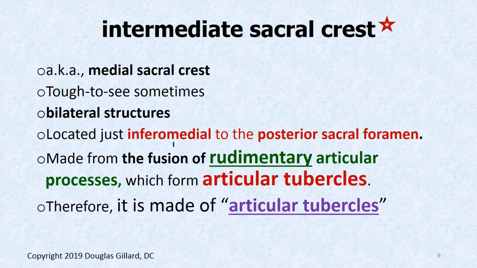And these guys are really articular pillars that have fused together. They have nowhere to go, so when they fuse, they kind of make a little mountain range, a little bump. And so we call those little bumps articular tubercles.